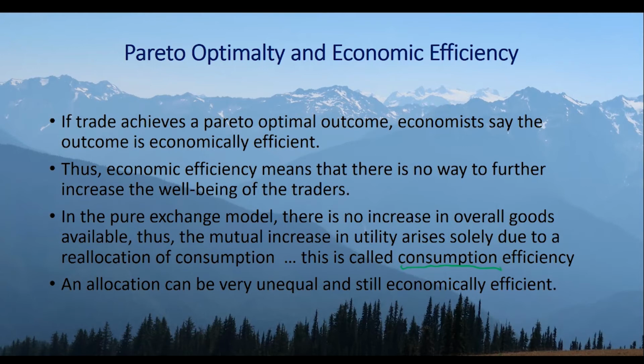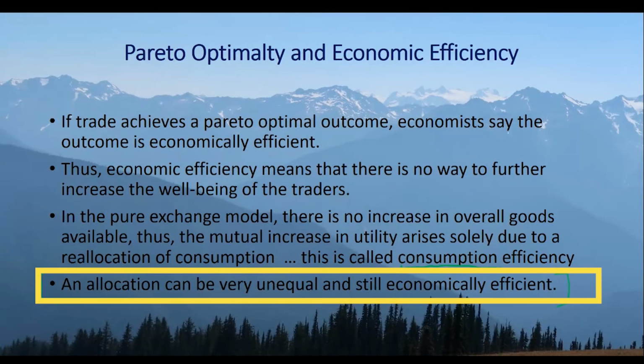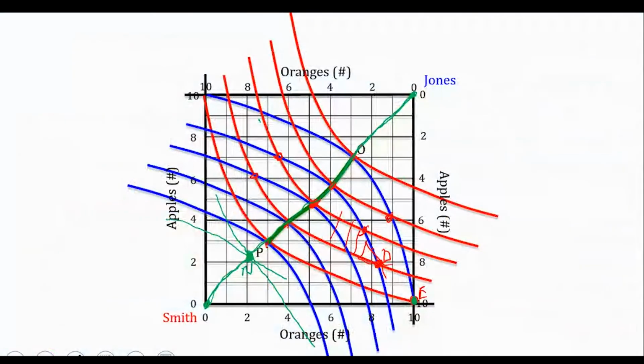All right, now the last thing I want to highlight is that an allocation can be very unequal and still be economically efficient. Let me go back to this diagram and remind you that this corner point, for example, up here, let's call it point W. At point W, Pareto optimality is achieved. At point W, Smith has everything. He has all of the apples and all of the oranges. Jones has nothing. But we would still say in economic terms that that particular allocation is economically efficient because there's no way Smith and Jones can trade from that point and make both of them better off.